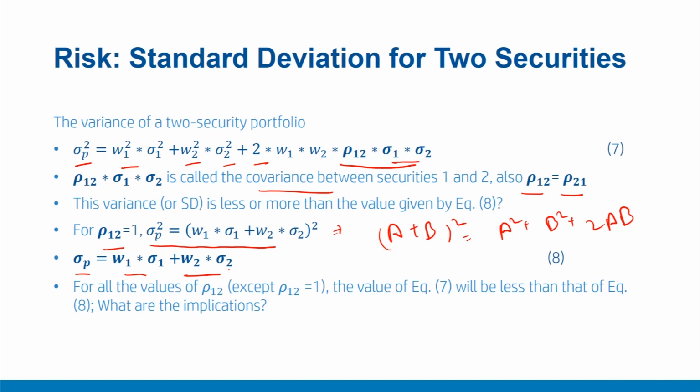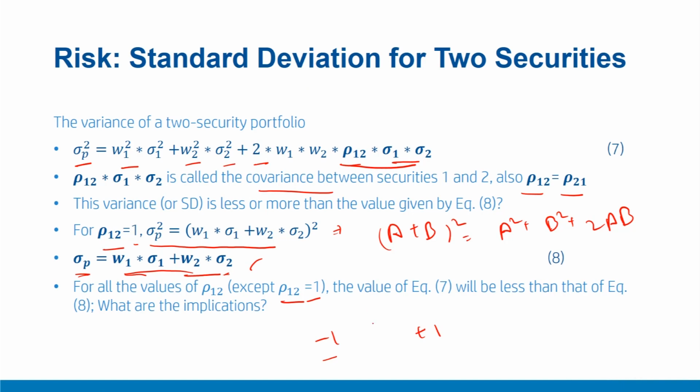Please note, we already know that this rho 1 2 lies between -1 and +1. So the value of rho 1 2 will always be less than or equal to 1. And therefore, for all the other values of rho 1 2, starting from -1 up to just below +1, the value of risk sigma P will be less than this quantity. Whatever it may be, it will always be less than this quantity. What are the implications of this?